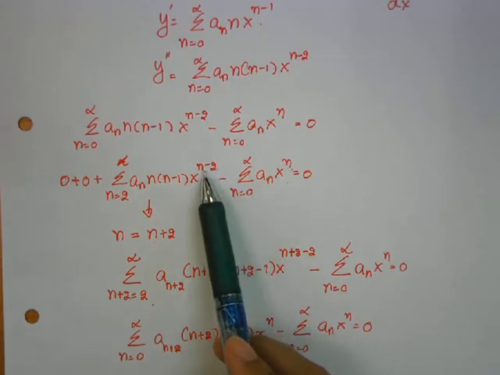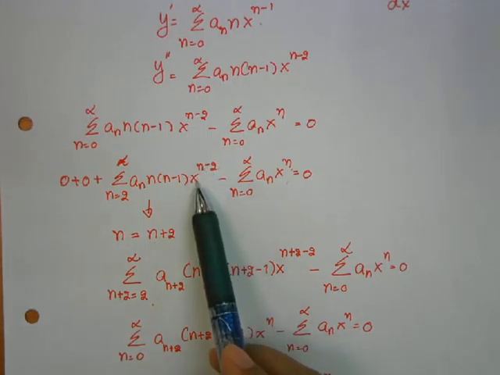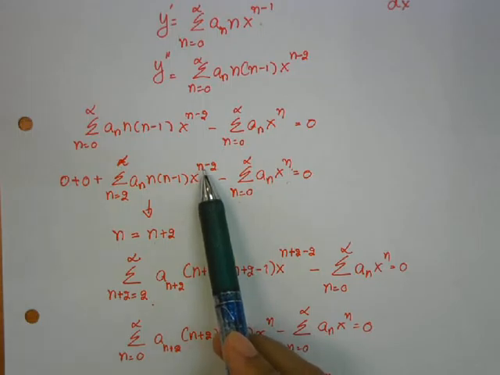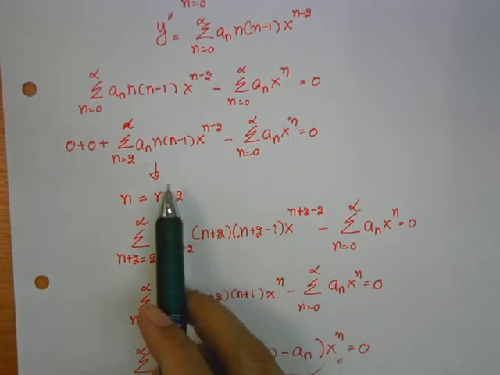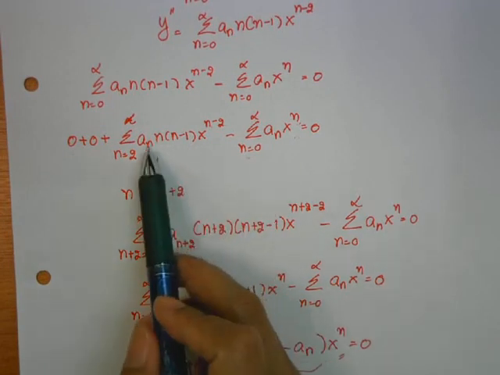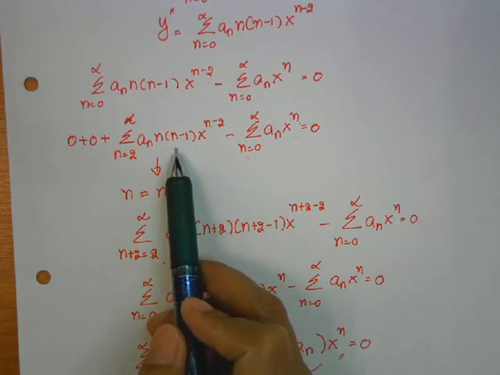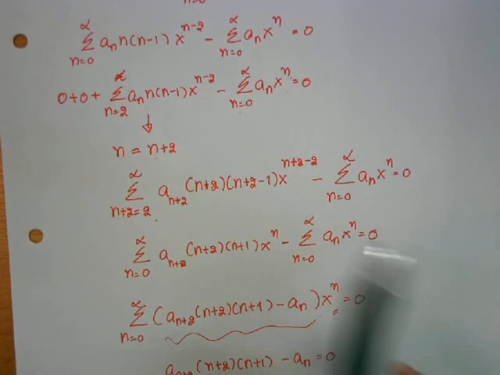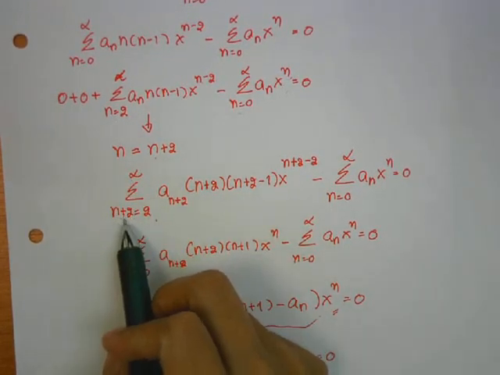So if I want to get x to the power n for this term, what should I do? I should put n equal to n plus 2, right? If I put n equal to n plus 2, then this x would be x to the power n, right? Now if I put n equal to n plus 2, the whole term here has to change. The whole term which has n has to be changed to n plus 2, to do the shift of the index of summation.